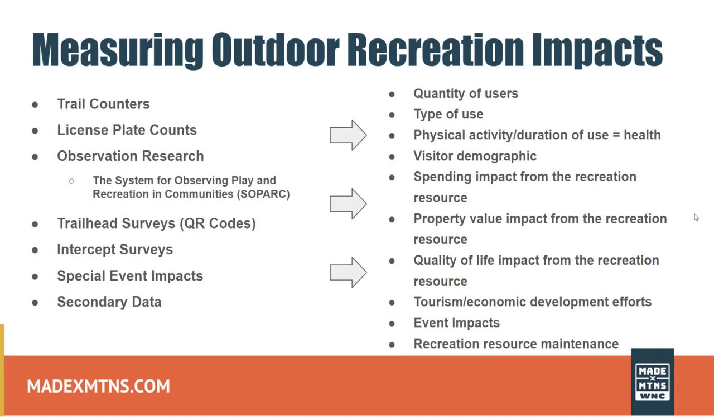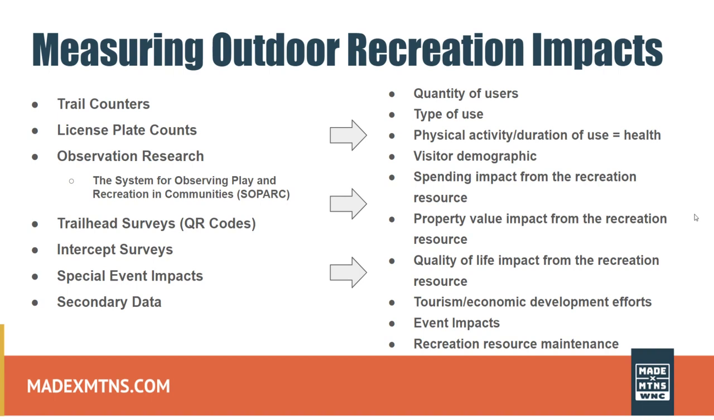And the System for Observing Play and Recreation in Communities is a well-detailed method in the literature, and it talks about observation. Again, this needs to be done in a very systematic way. But for example, we've done this at Moses Cone in the national park. And literally we would have different days of the week, different times of the week, different locations. And this went over a 3-month period.